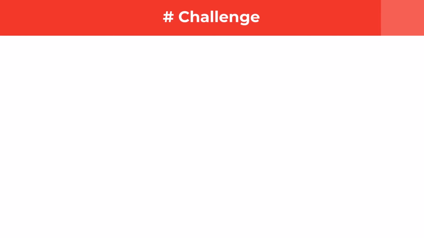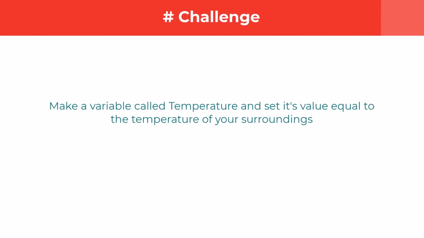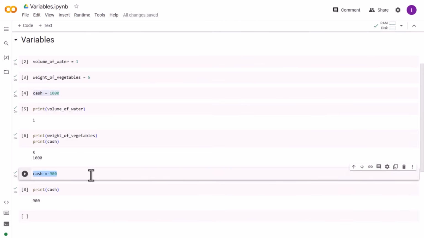So the challenge I have for you is I want you to make a variable called temperature and set it equal to the temperature of your surroundings. So it may be 28 degrees Celsius, 35 degrees Celsius or whatever it may be. So just hit pause and make the variable on your own. Hopefully this went well for you.